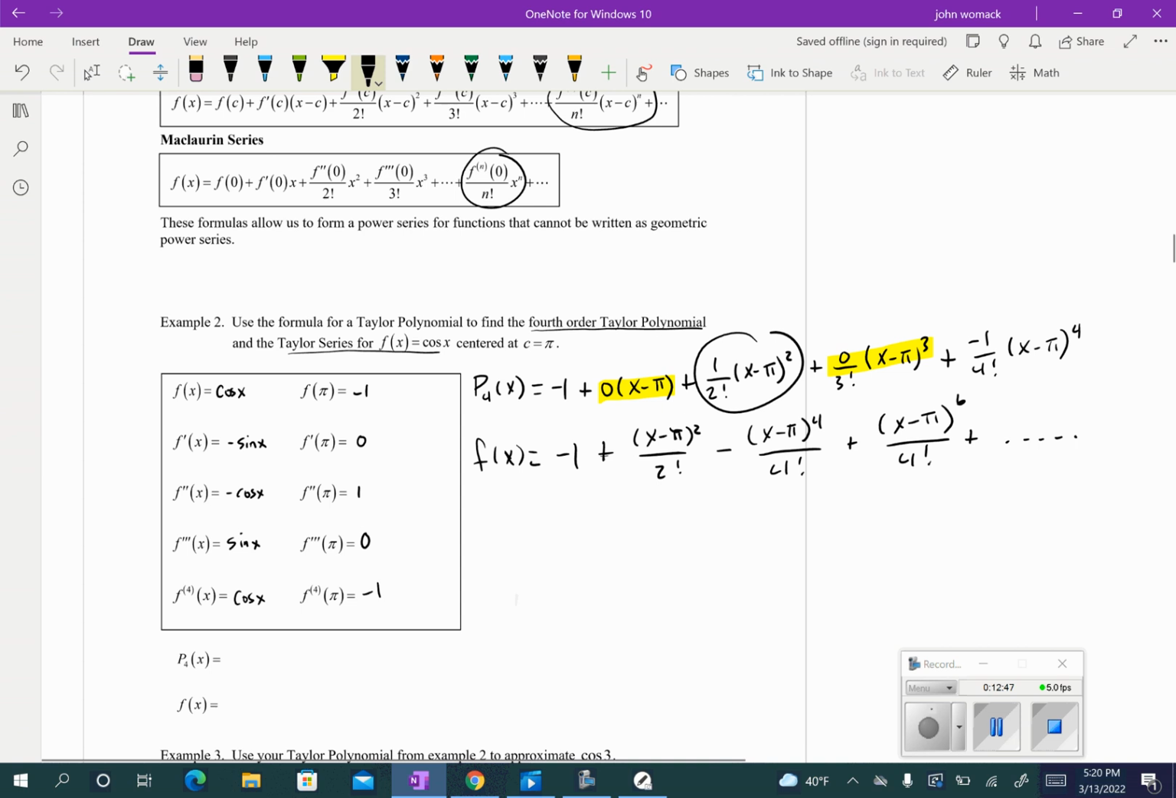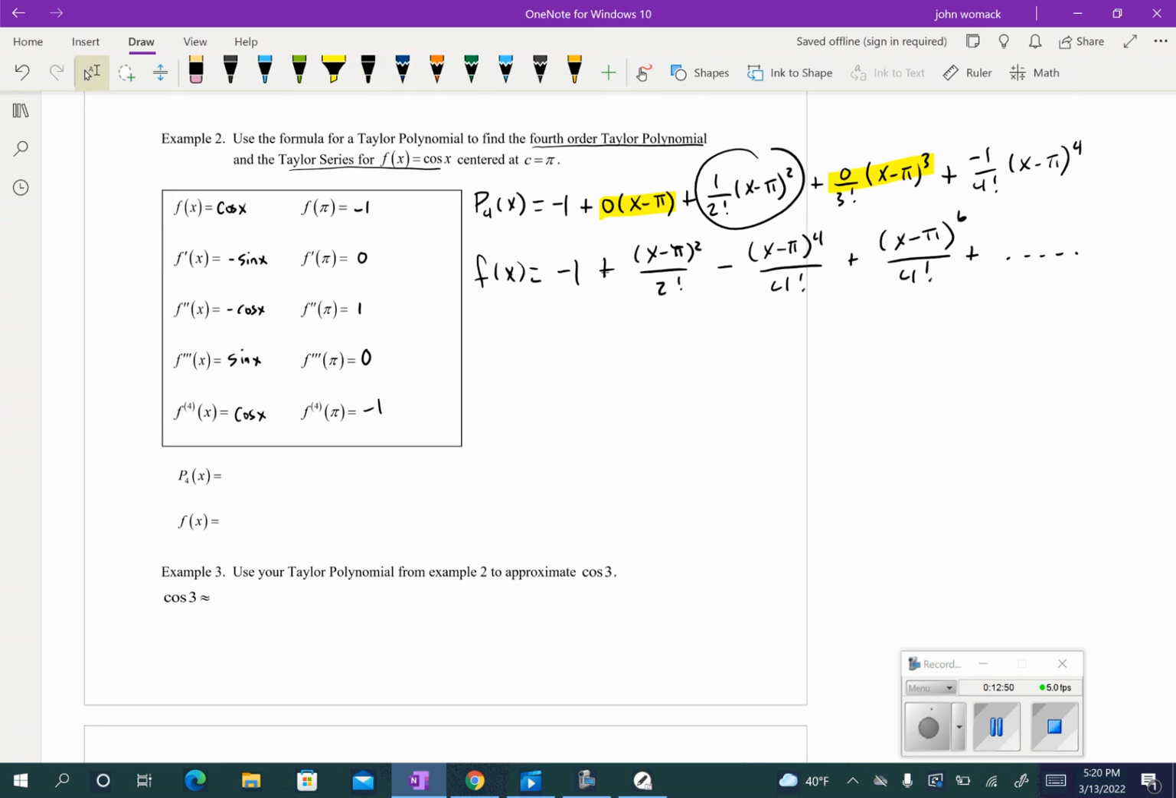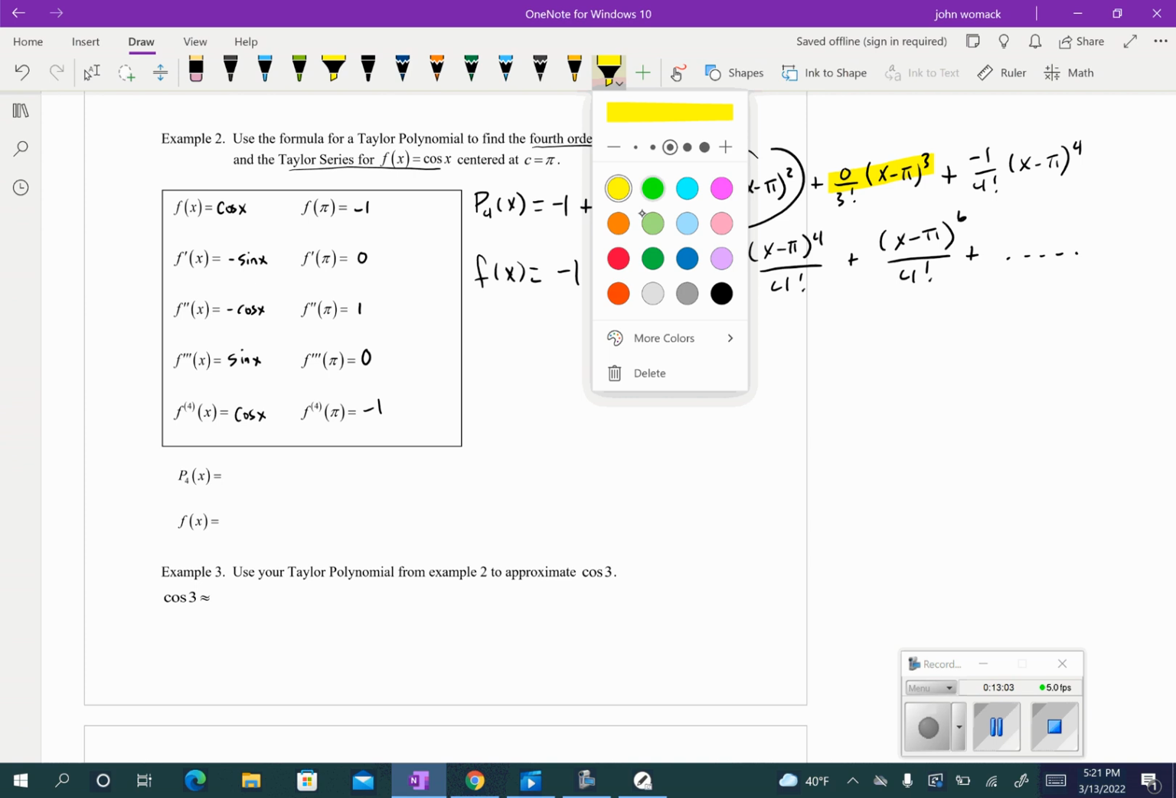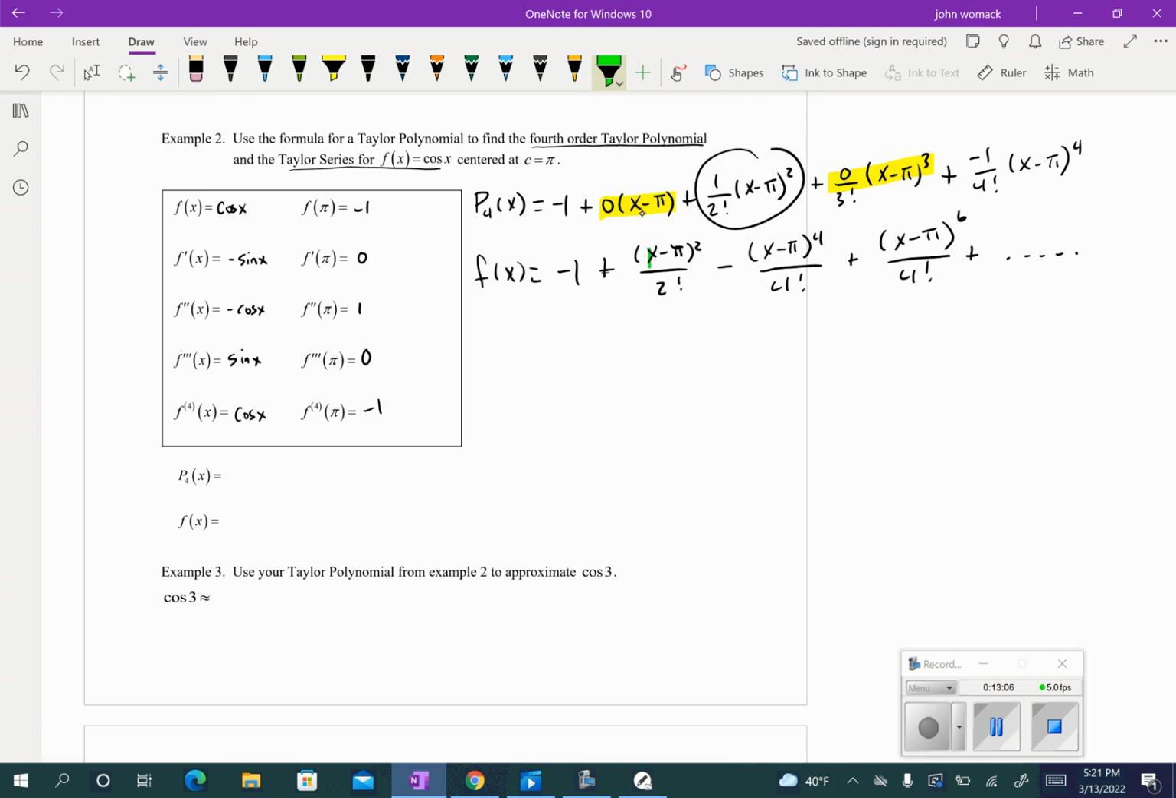Okay. This example number 3 says use your Taylor approximation from example 2 to approximate the cosine of 3. So you'd grab a calculator and you're going to plug 3 in for all the x's, right? Let me get a different highlighter up there. So we're going to come along here and plug 3 in there, plug 3 in there, plug 3 in there. And then, let's see, it actually wanted us to use just the fourth degree. So we would stop right here, and plug that into a calculator.